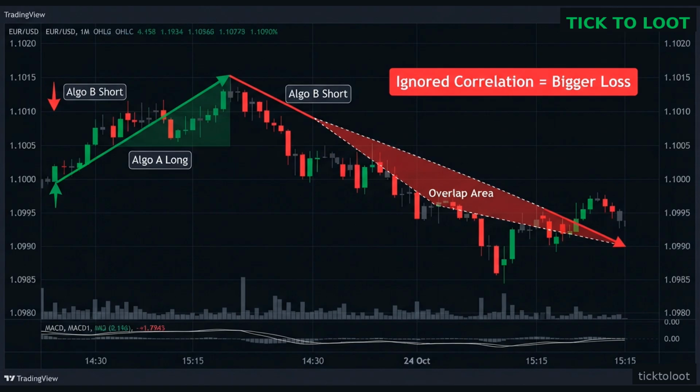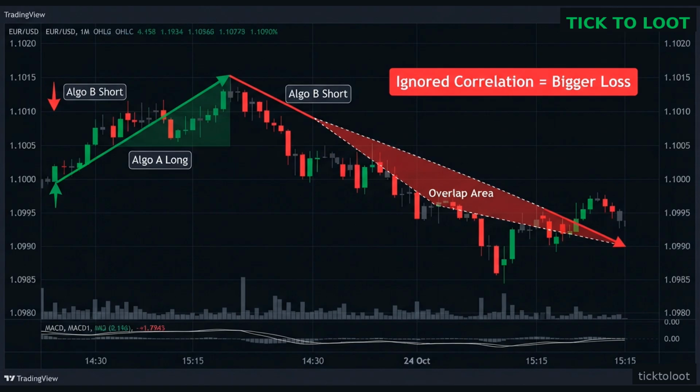On a quiet day, both bots fire their orders, thinking they are acting independently. In our chart, you can see the green arrow for Algo A's long entry at 1.1000 and the red arrow for Algo B's short entry at 1.1010. Because the market only moves a few pips, both positions stay open together. When the price then slides down to 1.0990, Algo A finally makes a small profit, but Algo B, which was betting the price would rise, now incurs a loss of 10 pips.